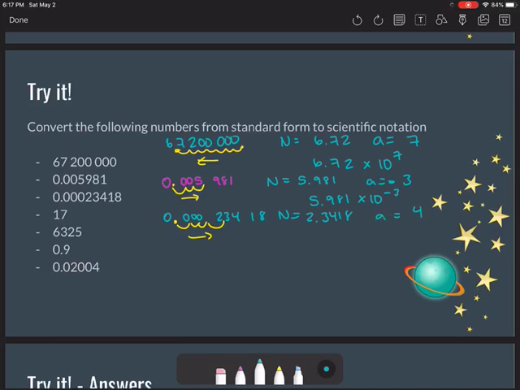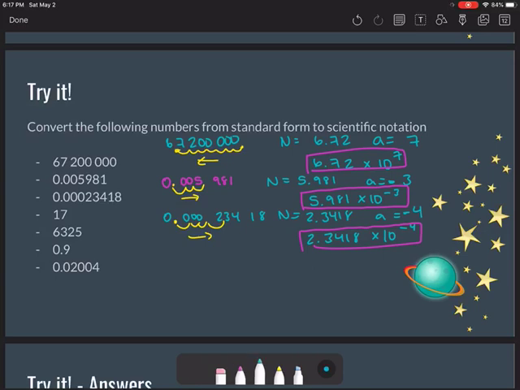Is it positive or negative? Well, that number is ridiculously small. It is smaller than 1 to begin with. So I am going to say that is a negative exponent. Small numbers get scientific notation with negative exponents. So my final answer is going to be 2.3418 times 10 to the power of negative 4. We'll put these maybe in boxes so that it's more obvious to tell where the answers are.